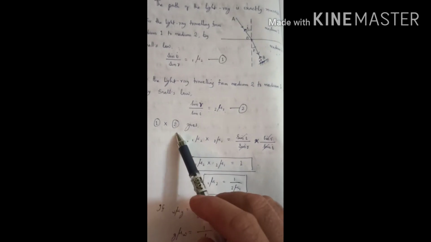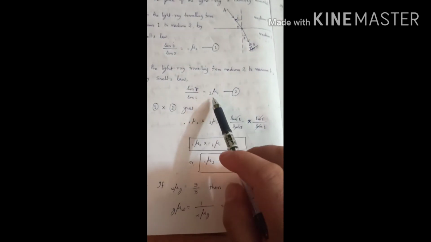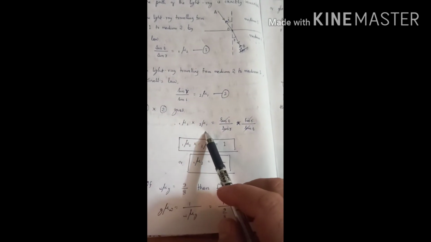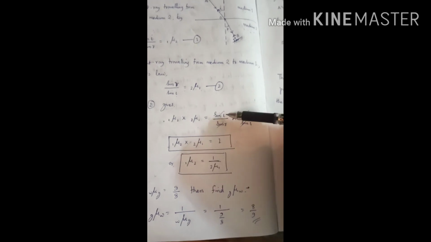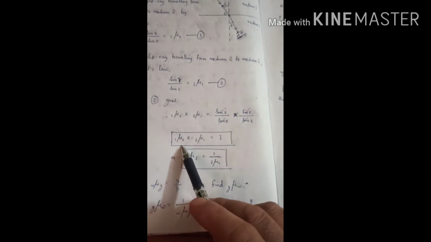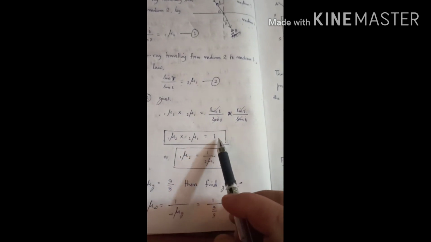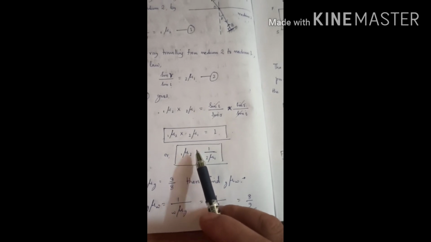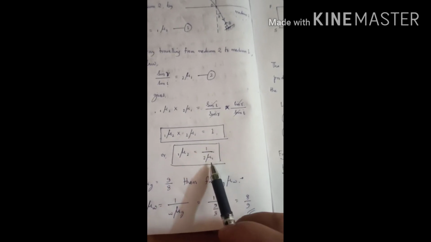If we multiply these two equations, you can write like this, equals to, then you have to multiply the left hand side also. So if you multiply these two, then sin I and sin I get cancelled, sin R and sin R also get cancelled, so you get 1. So you are getting 1μ2 into 2μ1 is equal to 1, which gives you 1μ2 is equal to 1 by 2μ1.